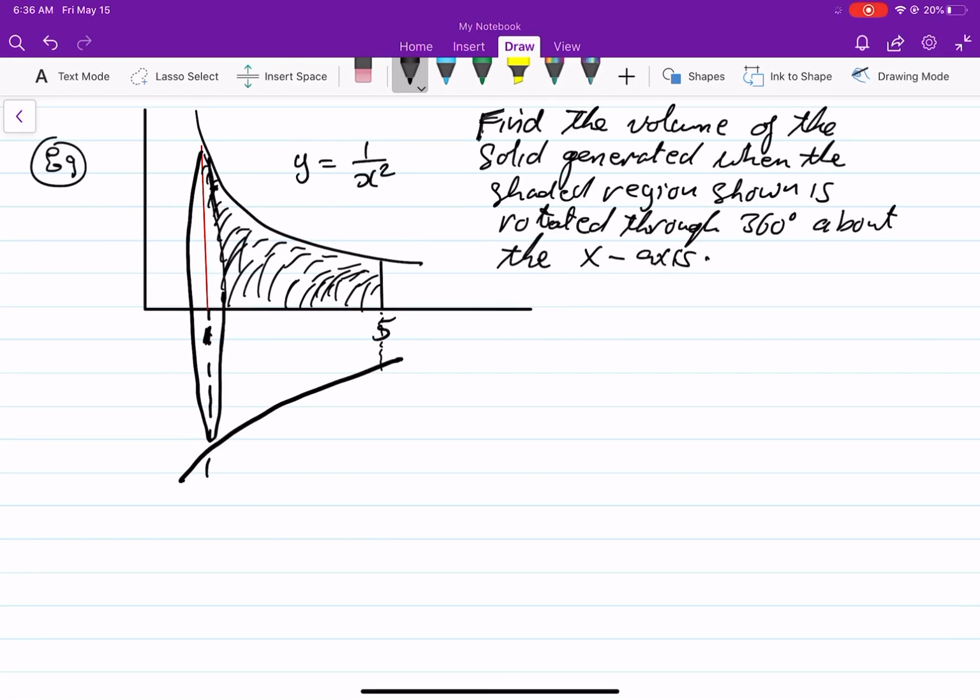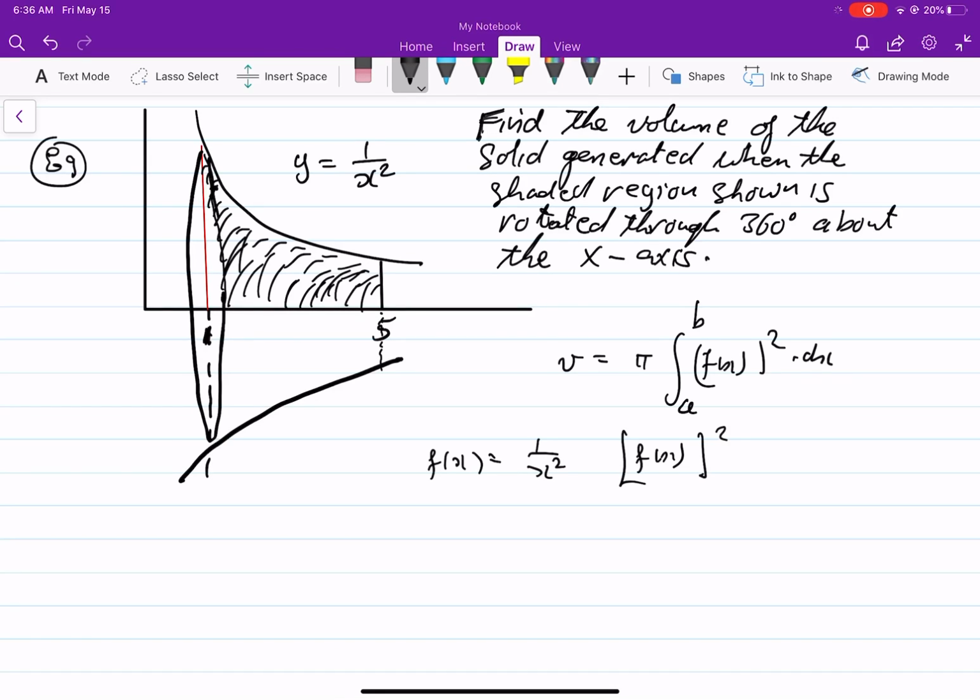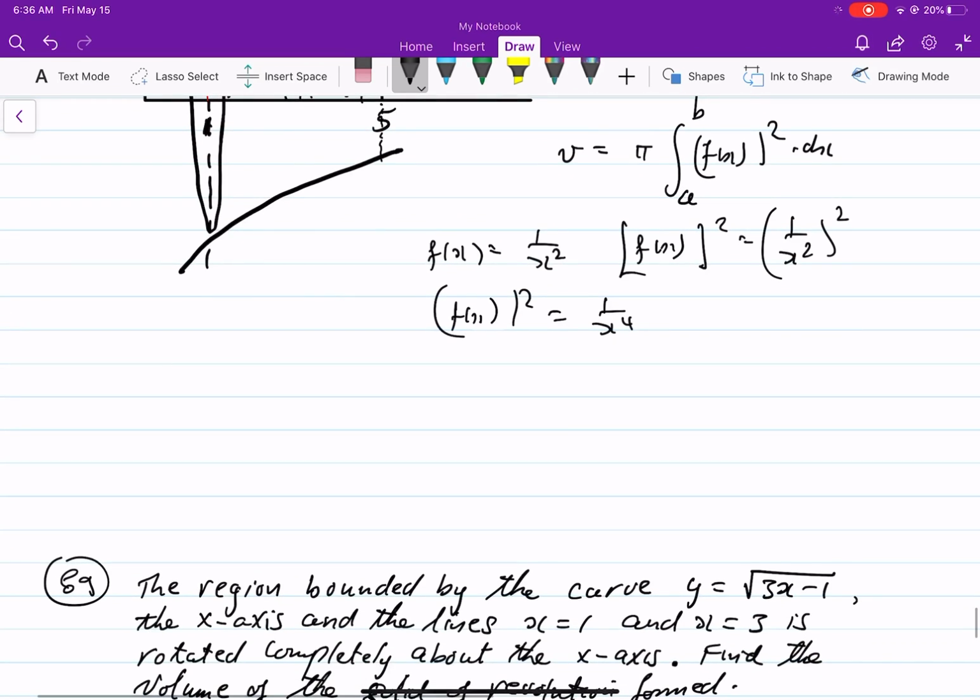So let's just run this one. This should be easy. Volume is equal to pi integral between a and b of f of x all squared dx. We know f of x or y was 1 upon x squared, right? So f of x all squared is equal to 1 upon x squared all squared, which is 1 upon x to the fourth. So I'll leave it like that for now. Therefore, the volume is given by pi integral between 1 and 5 of 1 upon x to the fourth dx.